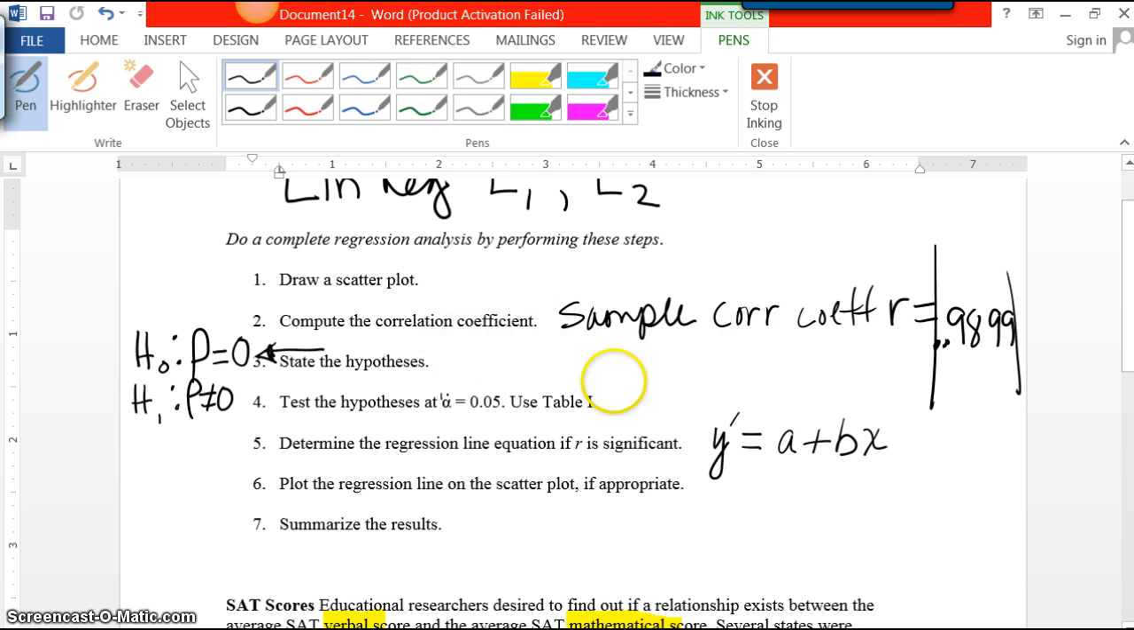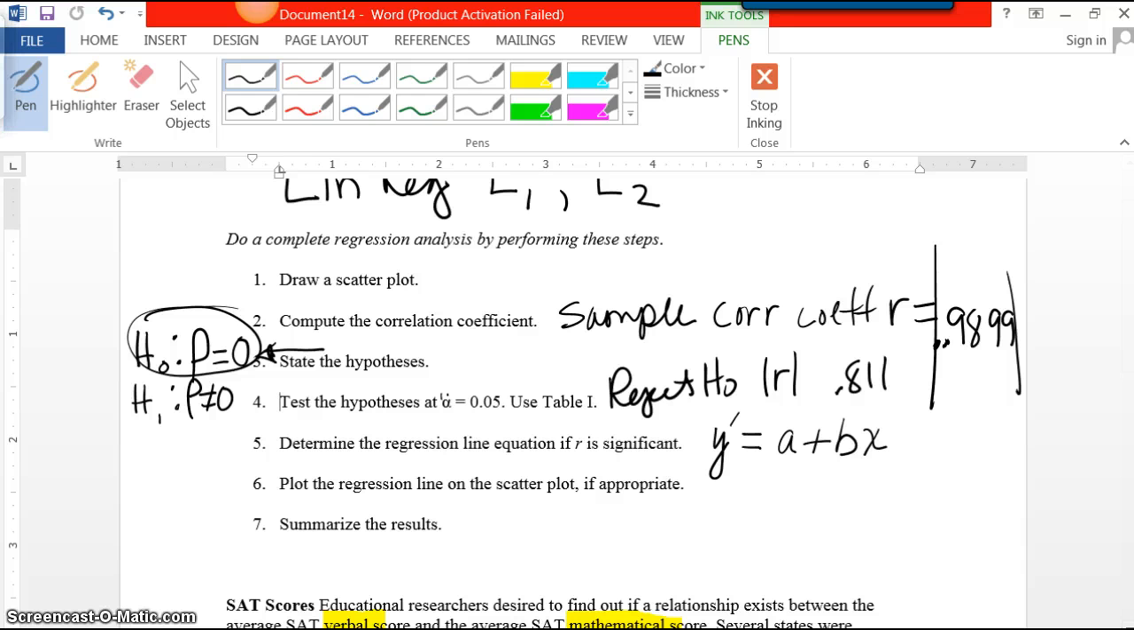So we are going to reject the null hypothesis because the absolute value of r was greater than 0.811. And that's good. We want to reject this. When you can reject that rho is equal to 0, you're indicating that there is a linear relationship going on in the population between these two variables. Then they're going to ask you to calculate the regression line.